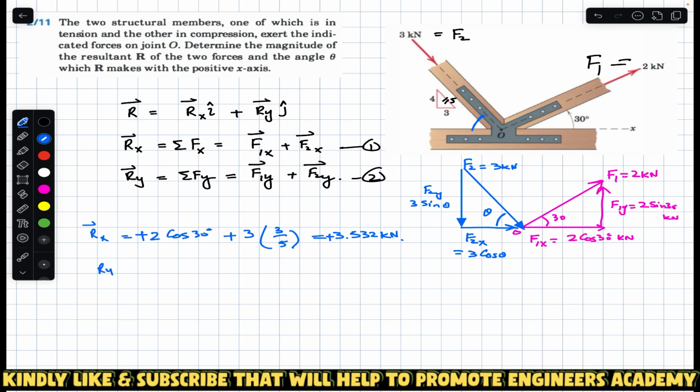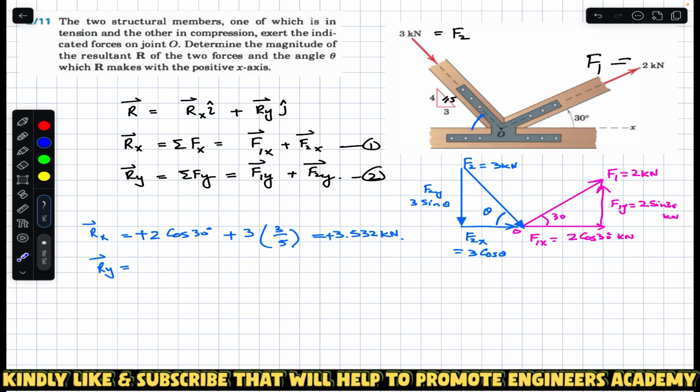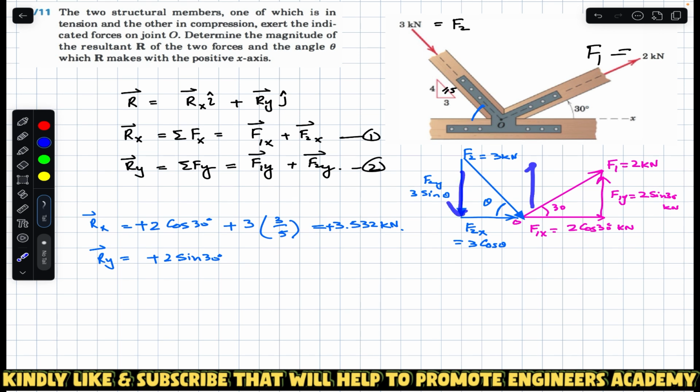Similarly, Ry is equal to the sum of the components in the y direction. F1y is acting in the positive y direction, so this is positive: F1y is plus 2 sine of 30 degree. F2y is in the downward direction, so this will be minus 3 sine of theta. Sine of theta from this triangle is the perpendicular divided by hypotenuse, so that will be 4 divided by 5.